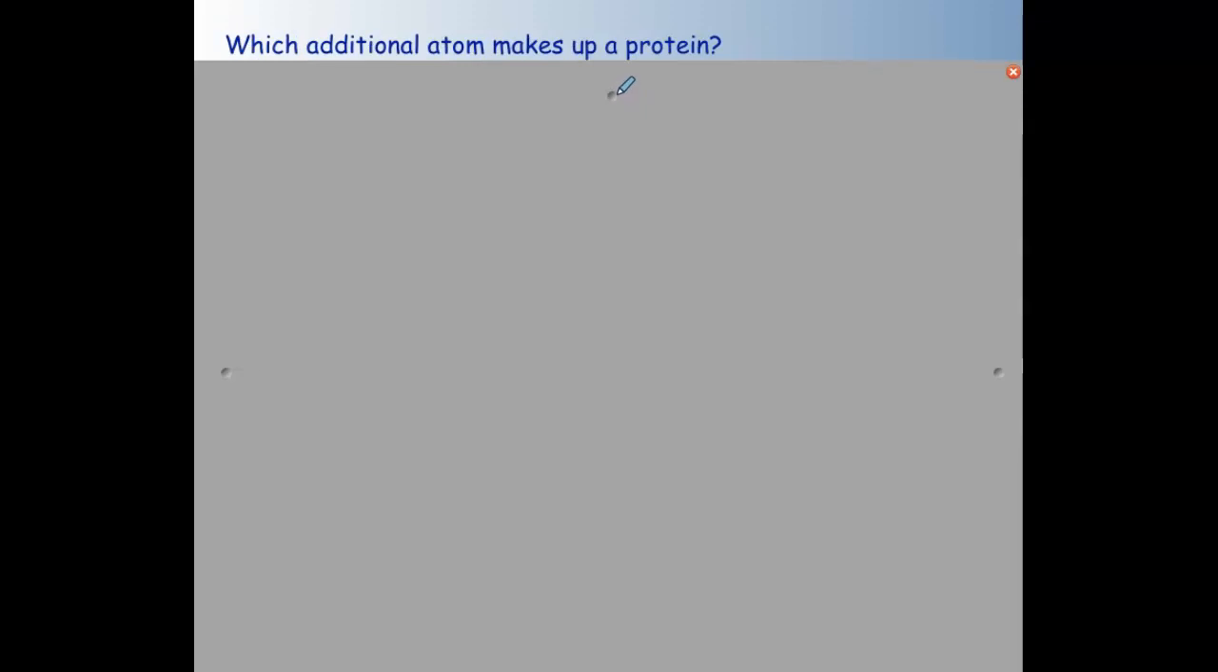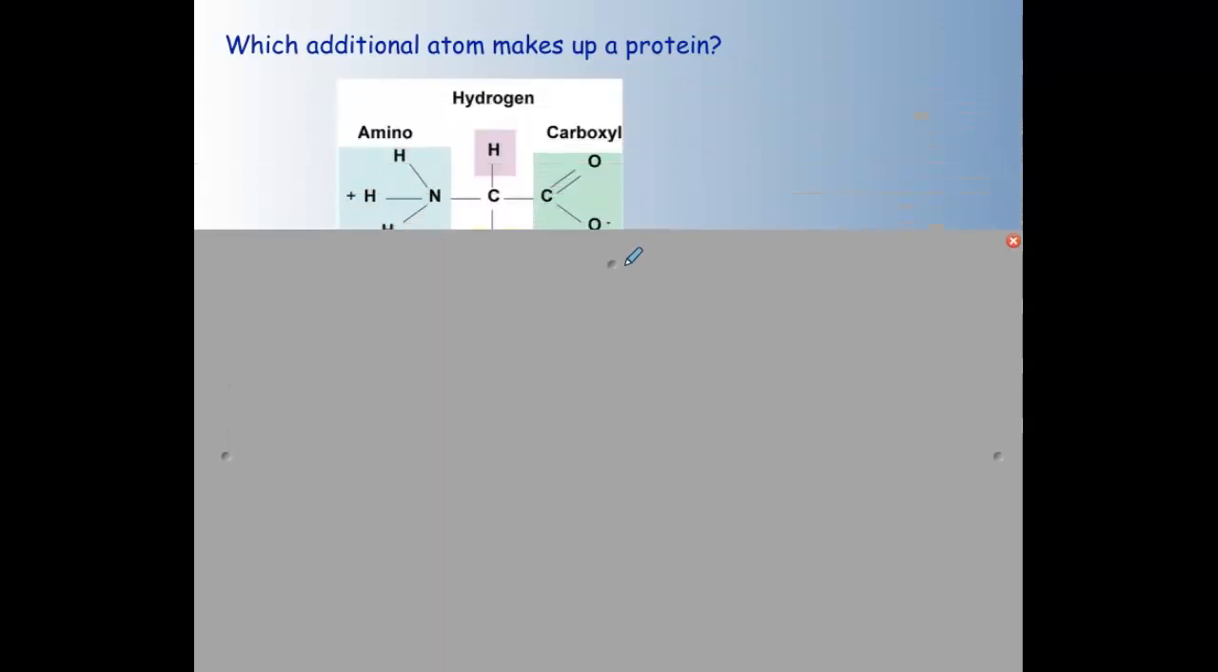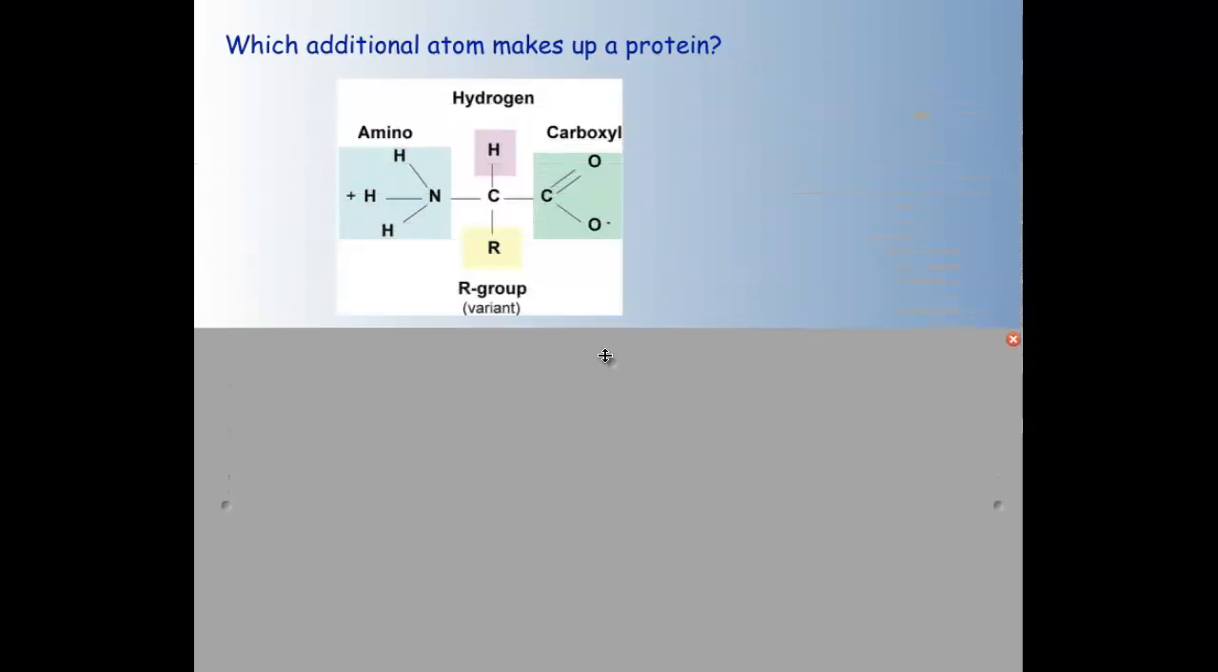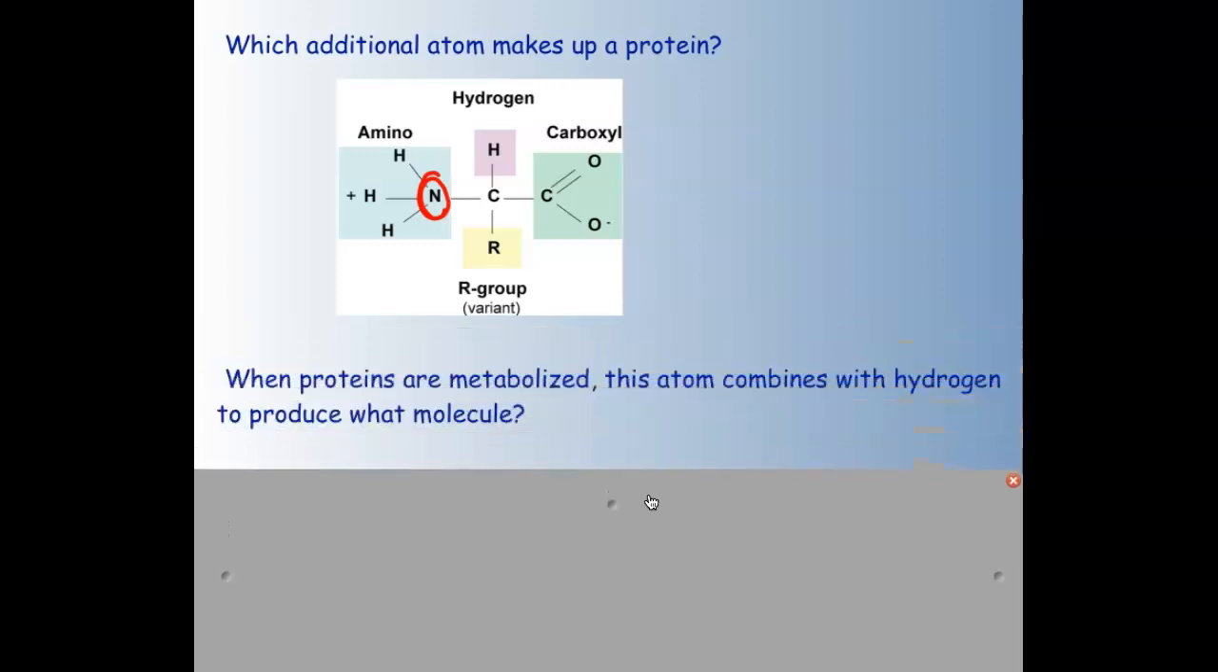Like I mentioned on the last slide, the other thing that we don't have in carbohydrates, but we do have in protein, is nitrogen. This is actually a picture of an amino acid. You can see that nitrogen is right here. That nitrogen is going to cause issues because if it forms other compounds, it can be really scary.